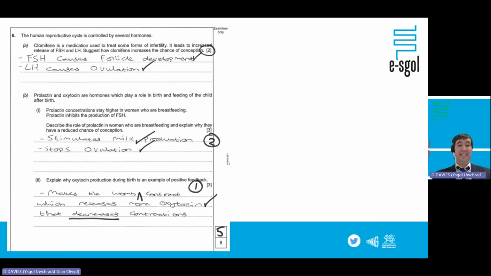So this is the actual marks that Johnny got. Okay, he was all right on the first one. He was all right on the second question, B part 1. B part 2, makes the womb contract. Okay, so that little mark there means he's missing something. So the womb wall contracts, which releases more oxytocin, that increases. Okay, he got that one the wrong way around. But he did very well there.